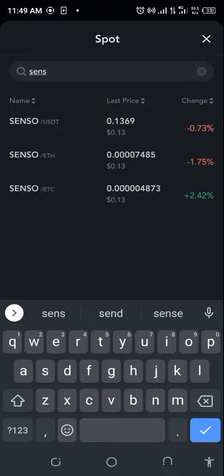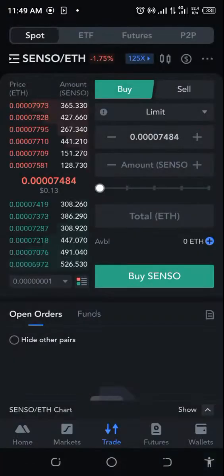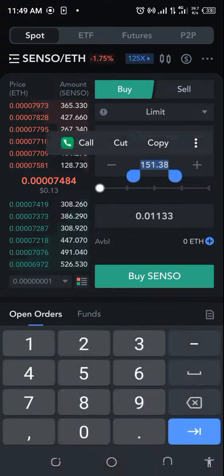Senso ETH. Okay. And then we paste in our ETH here. Wow, looks like this is gonna work. Okay. Well, let's go ahead and finish it up.